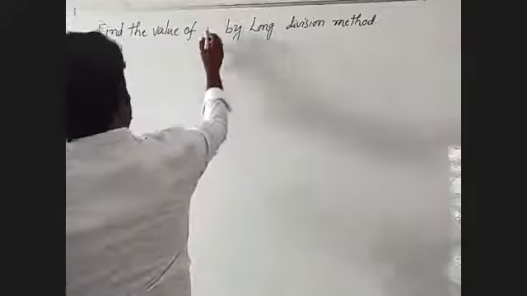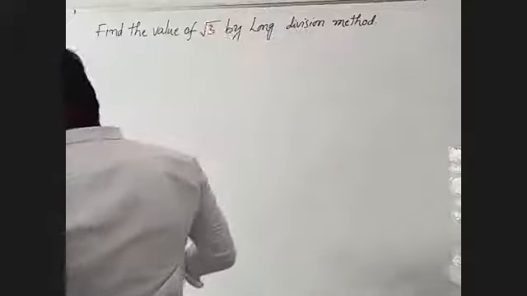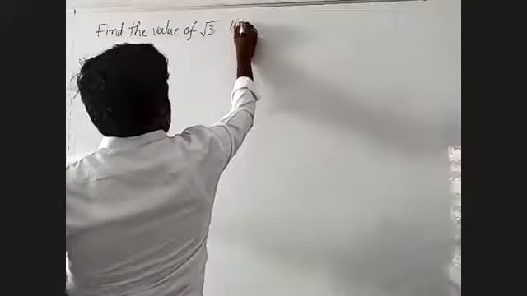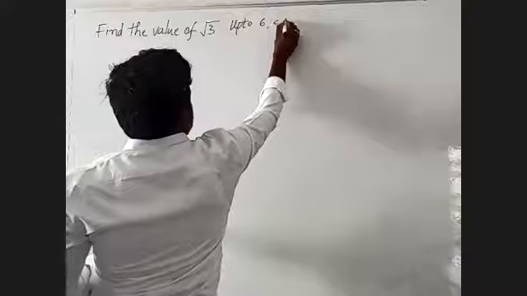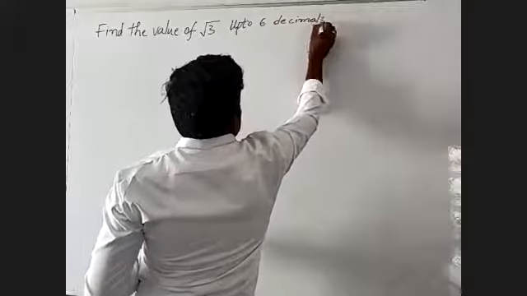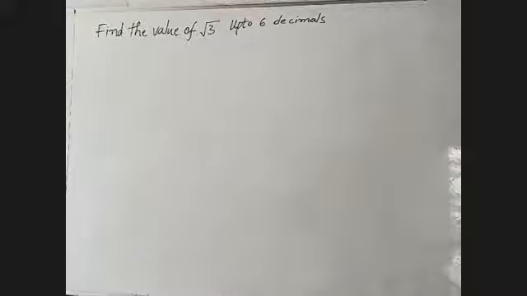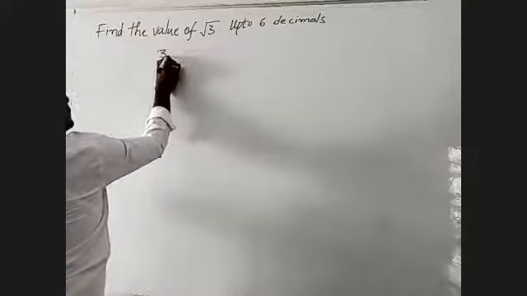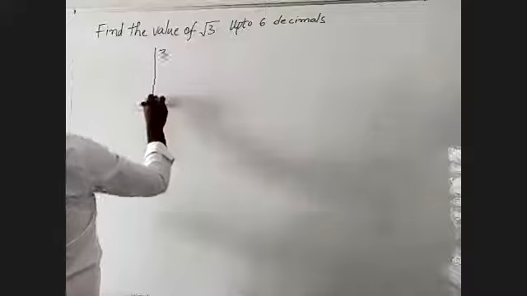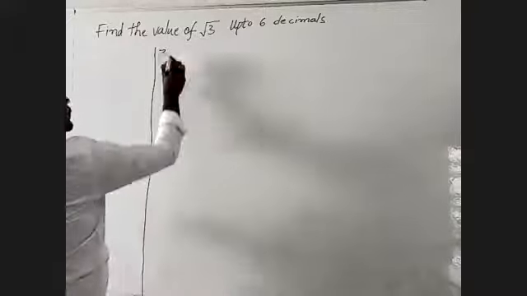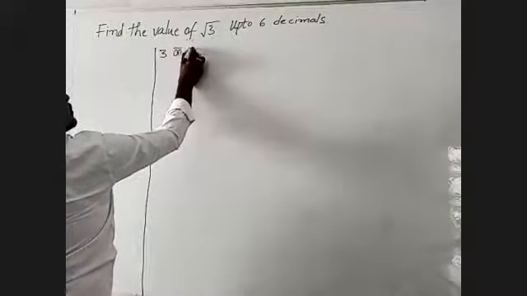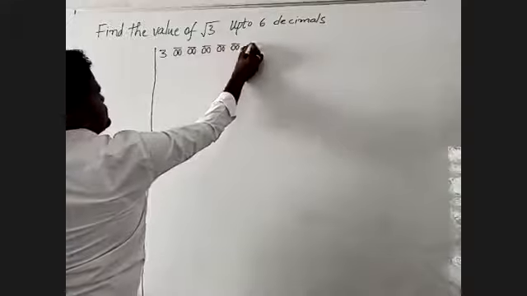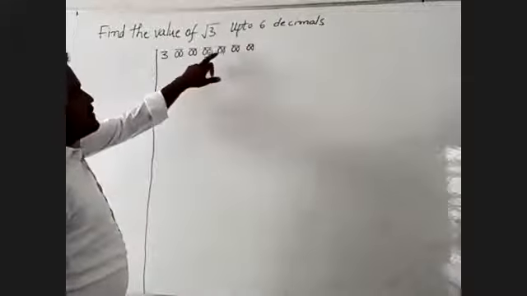Find the value of root 3 up to 6 decimals. We have to find it out in this one. Here we will observe. First we have to take 3.0 0 0 0 0 0. We'll take 6 decimals: 1 2 3 4 5 6.